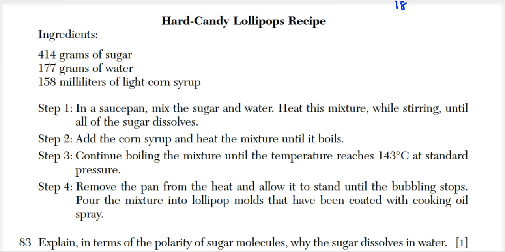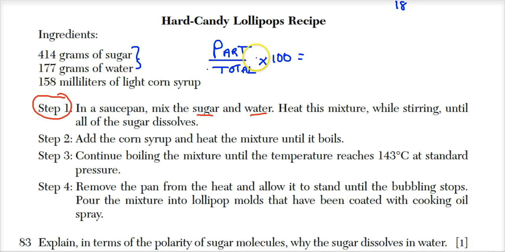Well, what's happening in step 1? In step 1, in a saucepan, we mix sugar and water. There's nothing else. So part over total times 100. So we only have 2 things in step 1, sugar and water. So the total, now we're not using the formula mass, but we're adding up the total amount. So 414 plus 177. Put that in your calculator. I get 591.